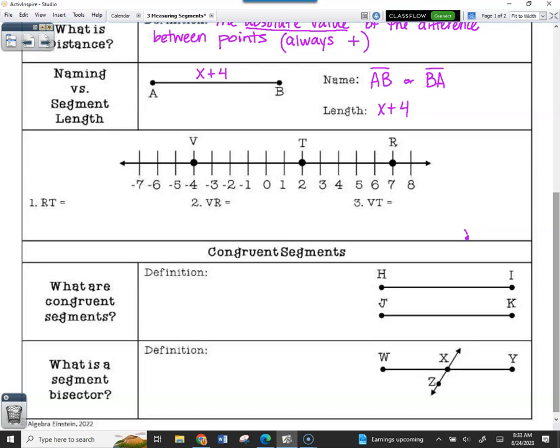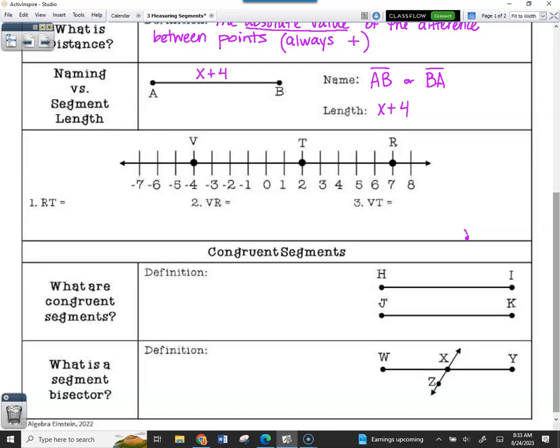Alright, looking at the next section. This is to just help you wrap your mind around counting units. This is not necessarily grade level standards. This is helping you with that visual of stuff you learned in middle school. So if you look at this, we have a standard number line here, right? And then we have point B, T, and R on the number line at specific spots. Think of a ruler, but the ruler goes negative as well.